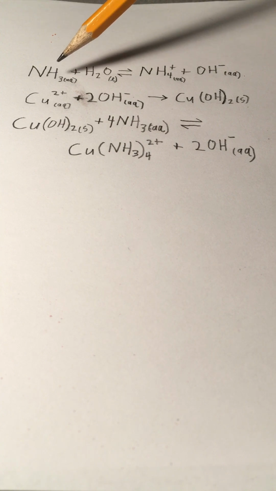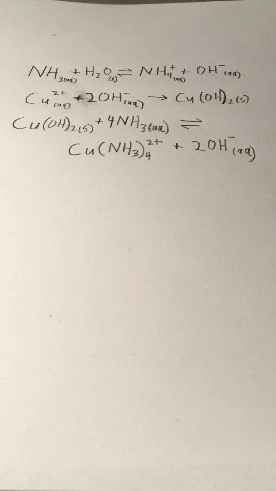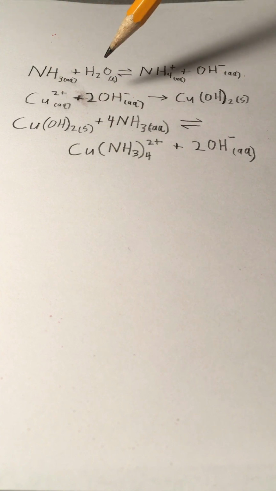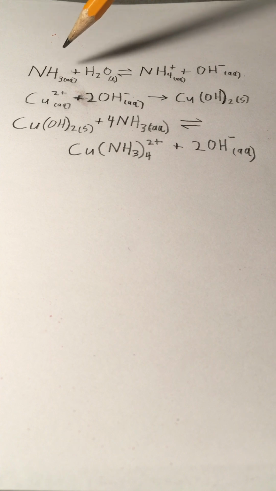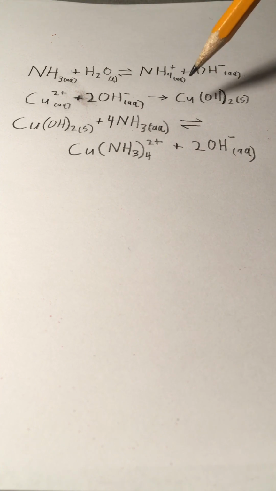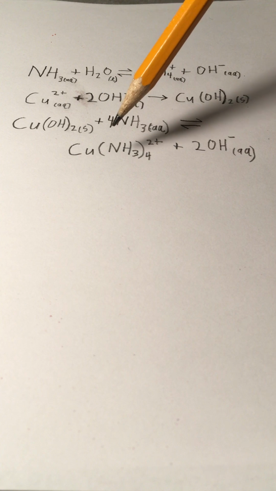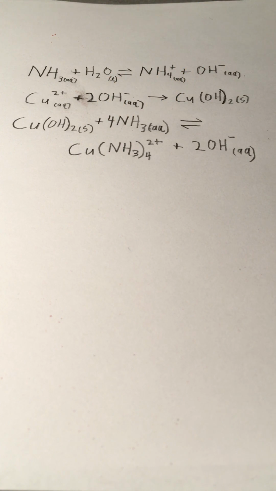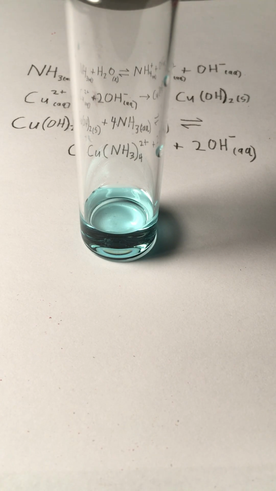Okay, so what we can do is add aqueous ammonia to copper ions in solution. And the copper ions will react with the hydroxide ions in this ammonia equilibrium and produce solid copper 2 hydroxide. However, if we add more ammonia solution, the copper 2 hydroxide redissolves and produces this tetraamminecopper 2 ion, which has a purplish color, and pushes the hydroxides off of this solid. So this redissolves.